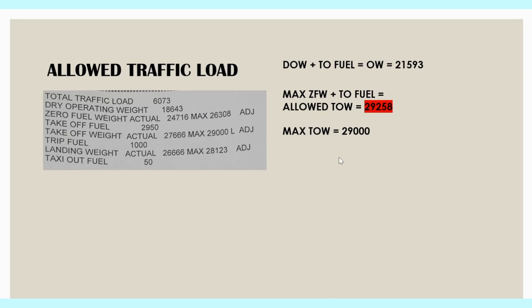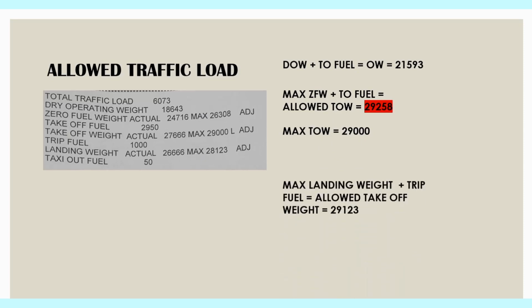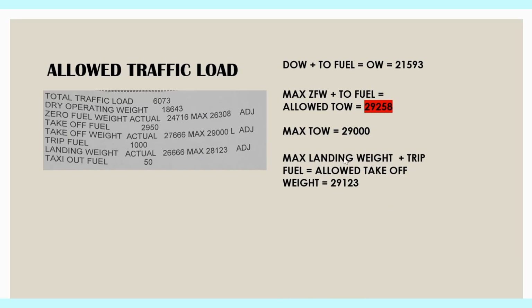You don't need to. And if you take the landing weight to work out your allowed takeoff weight, it will be the maximum landing weight plus the trip fuel. That's going to give you the allowed takeoff weight. So now these three values you see here, 29,258, 29,000, and 29,123, are your allowed takeoff weights. But the question is, which one do we take? That's very important.